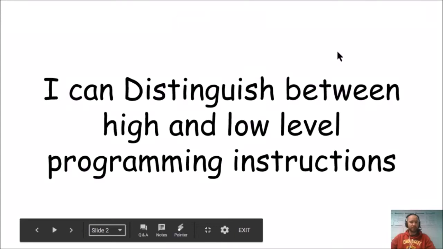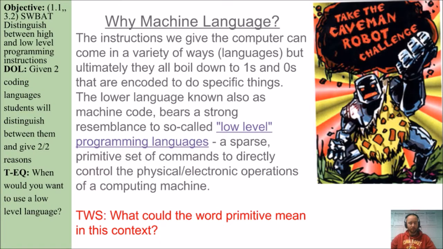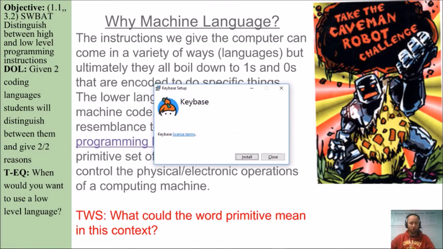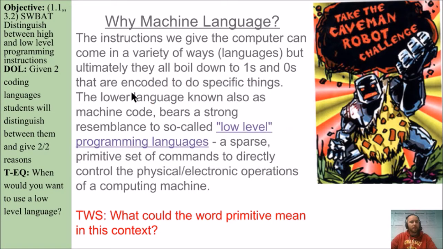Today's objective is to distinguish between high and low-level programming instructions. So we've talked about machine language before, the ones and zeros. It says here that the instructions we give the computer can come in a variety of ways, that is, languages. But ultimately, they all boil down to ones and zeros. These ones and zeros are encoded to do specific things.